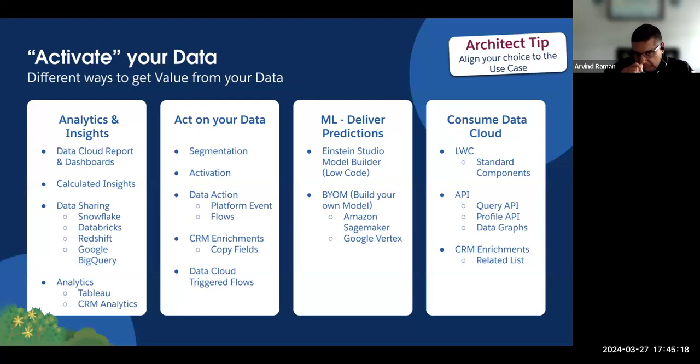Last but not least, which I think often gets overlooked, one more way to get value is to consume your data. What do I mean by that? We have Lightning Web Components, and APIs like the Query API, the Profile API, and Data Graph, as well as CRM enrichment through related lists. The reason I bring this up is a very common scenario: I'm a Service Cloud user and I want to see a list of all my unified cases for a contact.